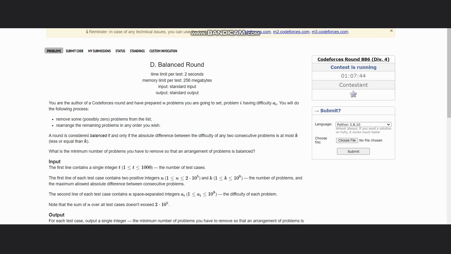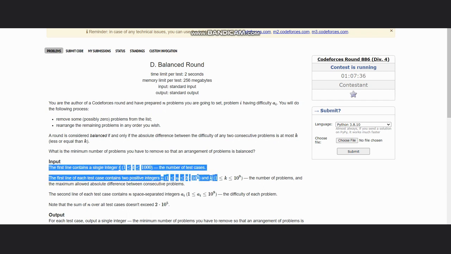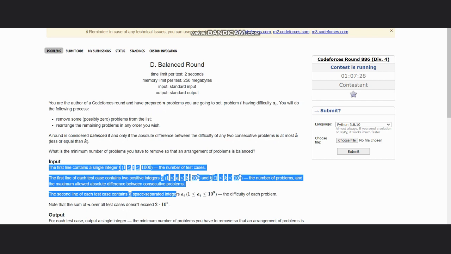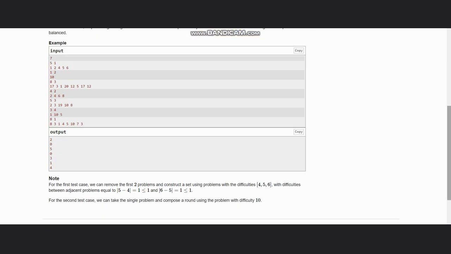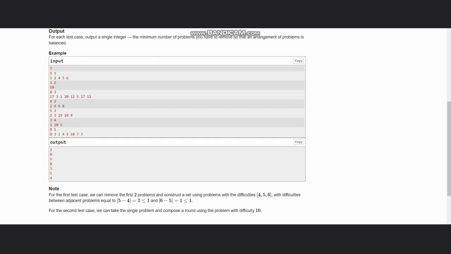First of all, the input contains t, which is the number of test cases, and n and k, which are the number of problems and the maximum allowed absolute difference between consecutive problems. The second line of each test case contains n separated integers a_i, the difficulty of each problem, and the sum of n does not exceed 2 times 10 to the power 5. So here we need to output the minimum number of problems you have to remove so that the arrangement of problems is balanced.